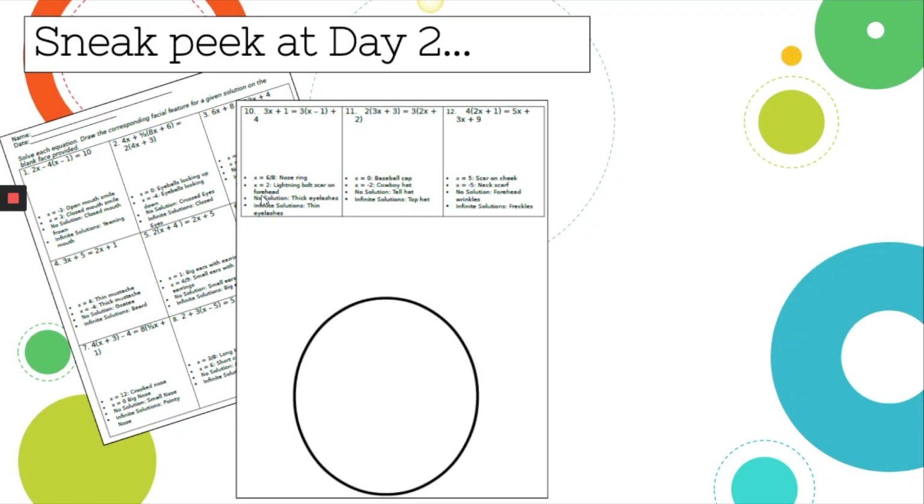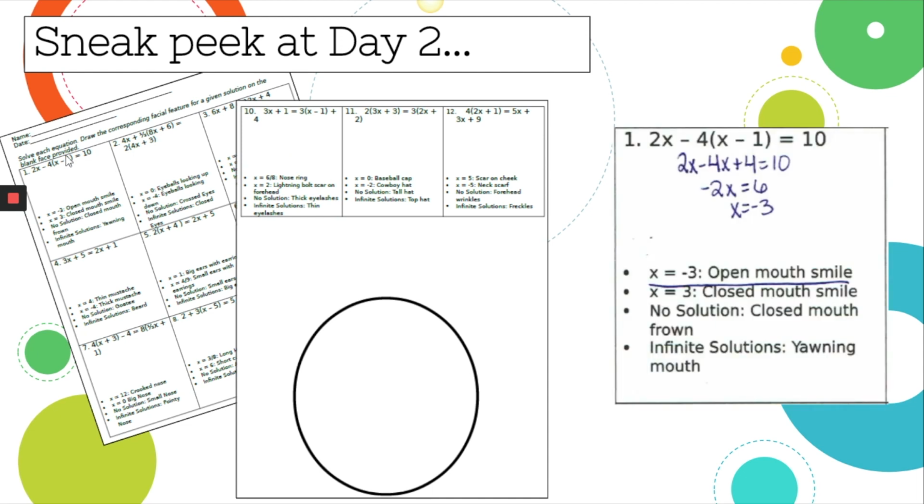Now, just a sneak peek at day 2. In case you've never done any kind of activity like this, this is the create a face portion of this lesson. This is done on day 2. And so what will happen is that the students will go through and work each problem out. This is number 1 worked out. And as you can see here, x equals -3. And so I go through and find my solution.